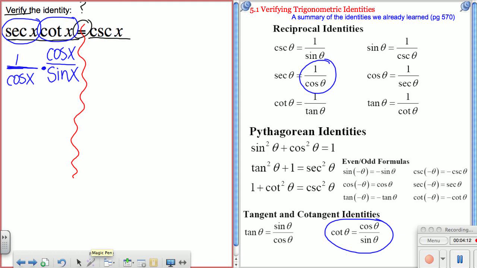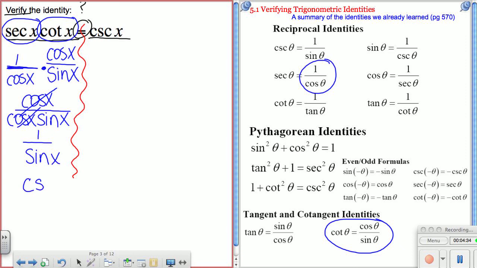And now I'm going to multiply. When I multiply straight across the top, I get cosine x. When I multiply across the bottom, I get cosine x sine x. And the great thing now is those cosines are going to cancel out, and I have 1 over sine x. That's the same thing as cosecant x. And that's really the goal. That's what I was looking for. I was looking to turn it into cosecant of x, which I did. So I can say, yep, these two things are equal. And I just proved or verified that that's true.